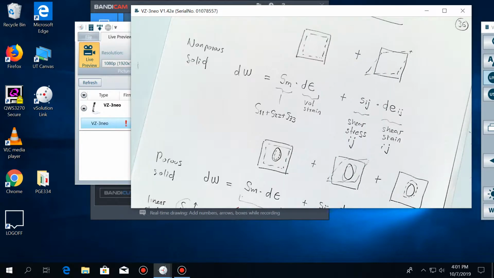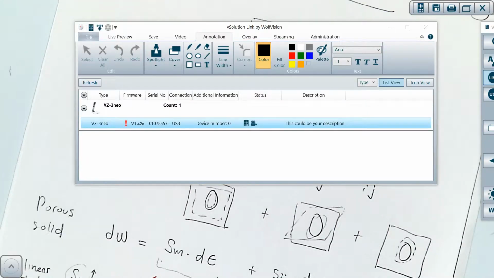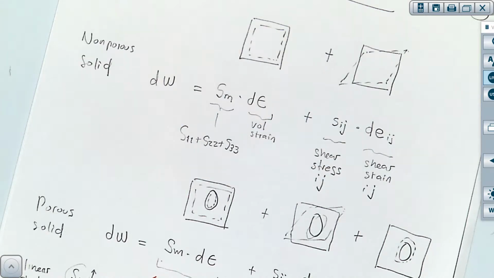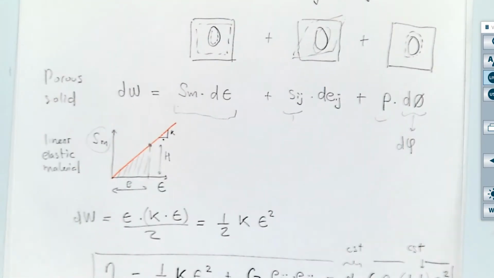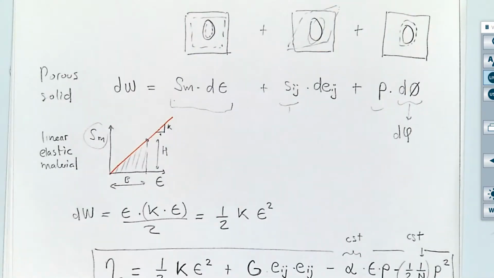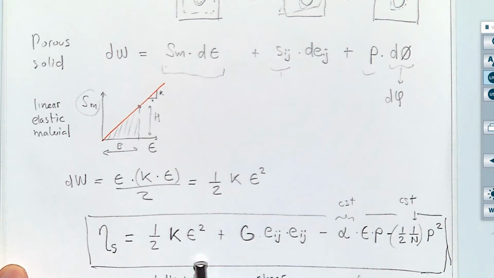All right, so we're going to continue talking about poroelasticity. The last thing that we saw was how to obtain an equation of energy of a system based on strains, and now, since we have a porous solid, adding pore pressure. And this was the final equation that we found.